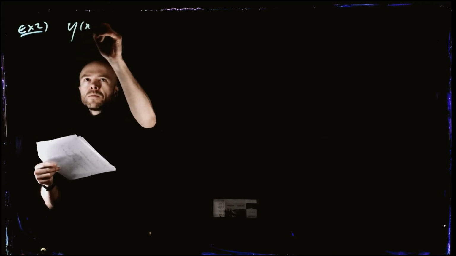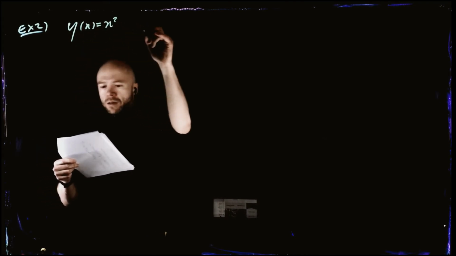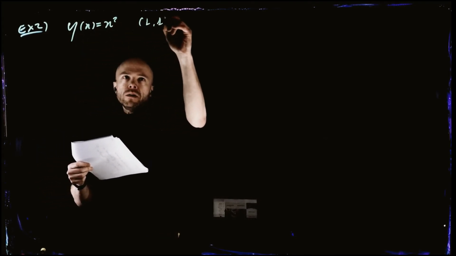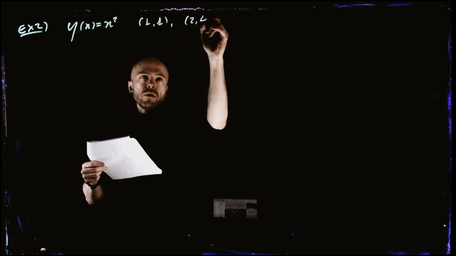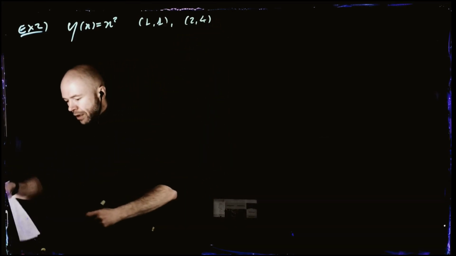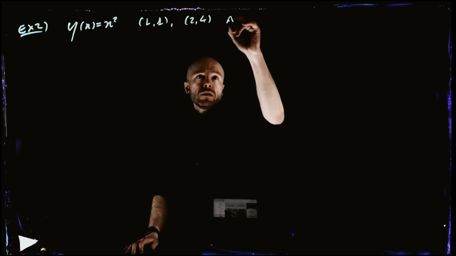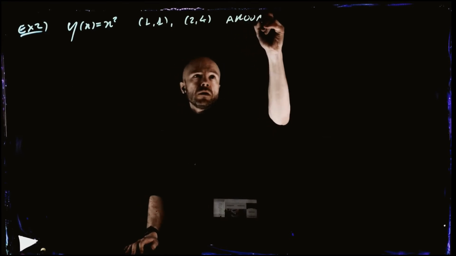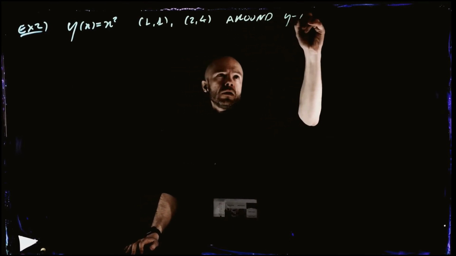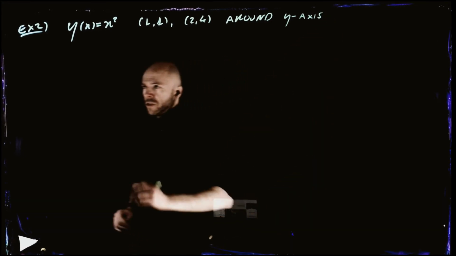Y of x is equal to x squared from (1, 1) to (2, 4). This is the thing which I mistakenly did before. So rotate around the y-axis. Okay, we draw the picture.